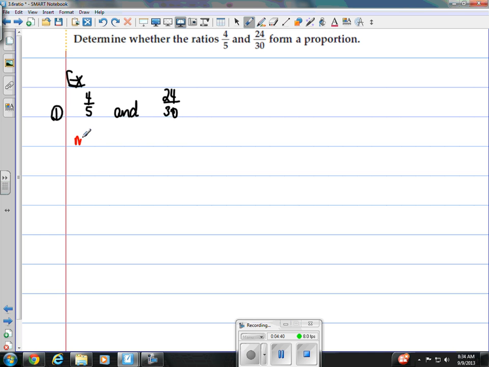So method 1, we just go back and we look at both of these fractions separately. And we say, what does that fraction bar in 4/5 tell us to do? It tells us to divide. So if we do 4 divided by 5, we get 0.8. Same way here. If we take that fraction bar and say 24 divided by 30, we get 0.8. So when we divide them both, they give us the same answer. So they are equal to each other. So yes, these are proportional.